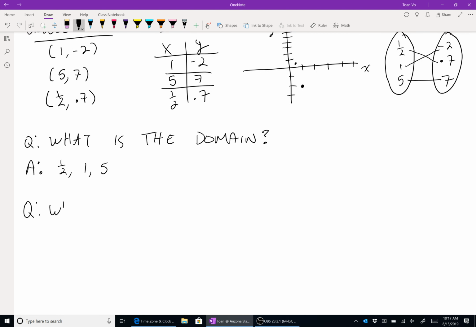Question: what is the range? And I hope if you have the ordered pair, table, or mapping diagram in front of you, it shouldn't take a lot of thinking. You know the range is going to be -2, 7, and 0.7. You literally just read it. To write things in order, -2, 0.7, and 7. Right? So these different representations of relations do have their uses. I personally like a graphical representation, but if I ever have to do domain and range, having a table or the ordered pairs is sort of nice.